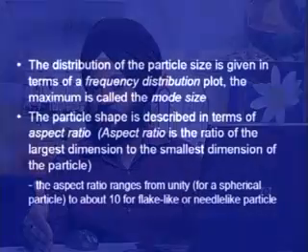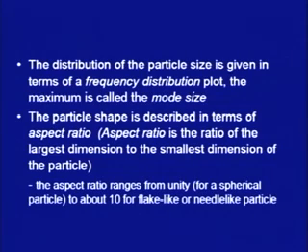Now, till now we have seen two important aspects of metal powders. The first one is the particle size, the second one is the distribution of the particle size. Now, coming to the third important aspect, that is the particle shape. Particle shape is described in terms of the aspect ratio. Aspect ratio is the ratio of the largest dimension to the smallest dimension of the particle. If we take the case of a rectangle, it has a larger dimension that we call length, and a smaller dimension that we call breadth. The ratio of length and breadth will give the aspect ratio for the rectangle.